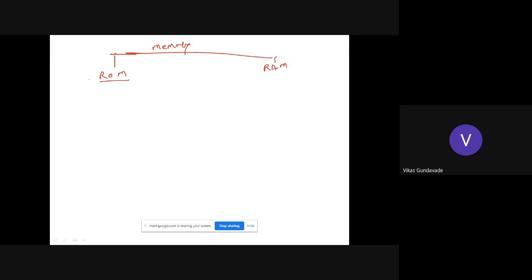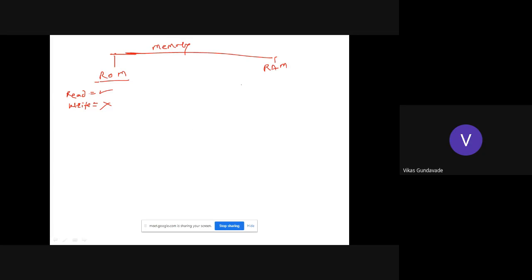So in that case, this data will not get lost. Here we can read the data, but we cannot write the data. We can read the data, but writing the data or performing a data operation into the memory is not possible in read-only memory.